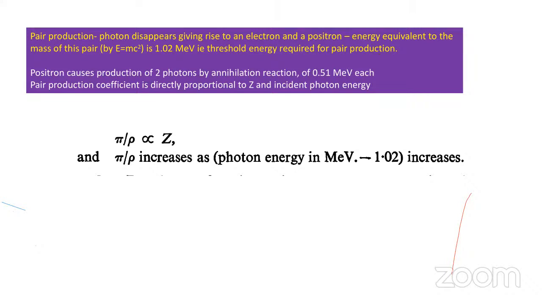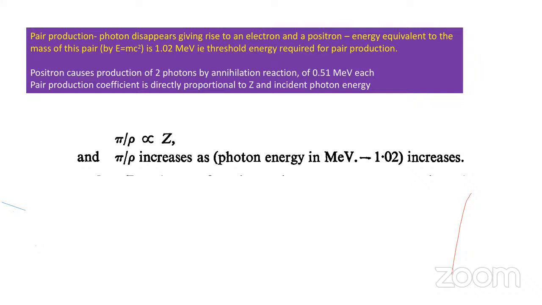In pair production, the photon disappears, giving rise to an electron and a positron. Positron is basically just the antiparticle of electron, and the energy is equivalent to the mass of the pair. We know Einstein's famous equation, E is equal to mc square. So we know the mass of an electron, and the same is the mass of a positron, just the charges are different. So each of them, electron and positron, has an energy equivalent of 0.51 MeV or 510 keV.